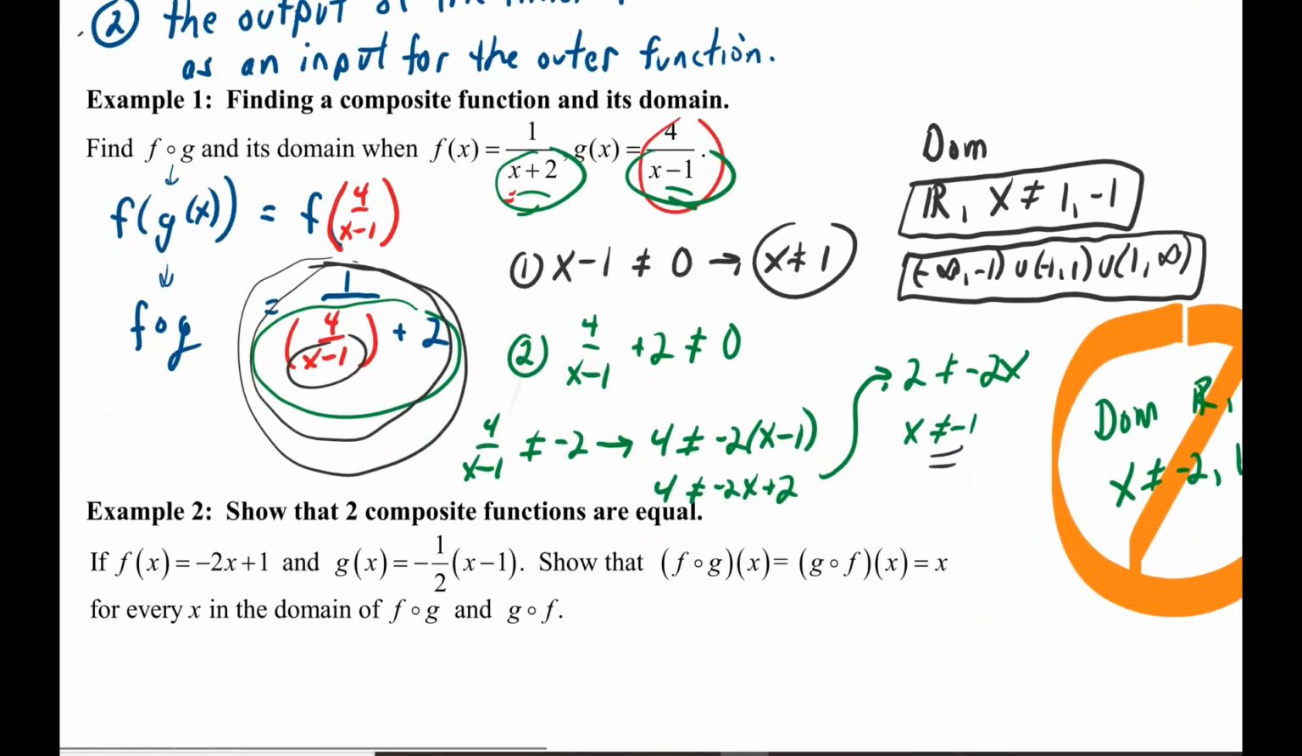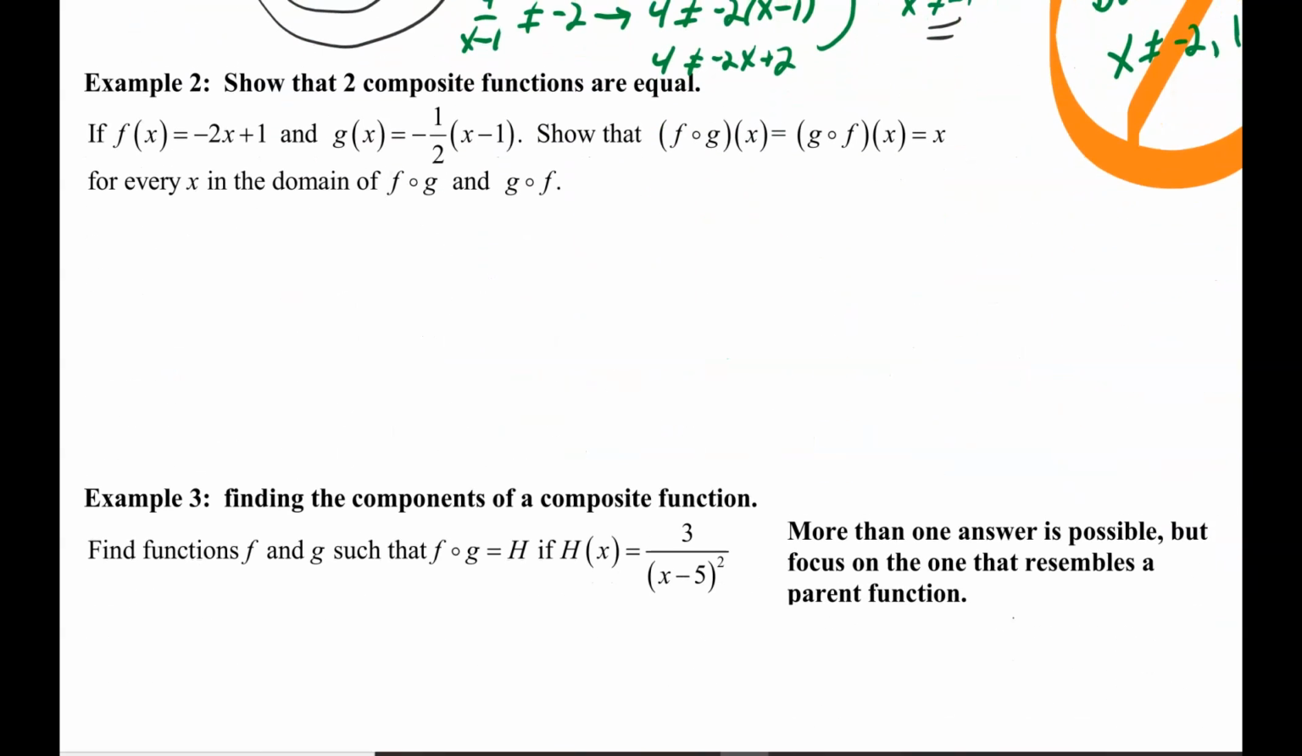Okay, let's look at example 2. Now, example 2 is pretty much a review of just finding composites, with the point that when you find composites and they're equal to each other and they're both equal to x, you've got inverses. So if we're looking at two functions, f and g, and we want to know whether or not they're inverses, we take the composites of both, and that's the composite test. Okay, so let's go ahead and start out. We're going to have to do both. So we're going to find f of g of x, and we're going to find g of f of x.